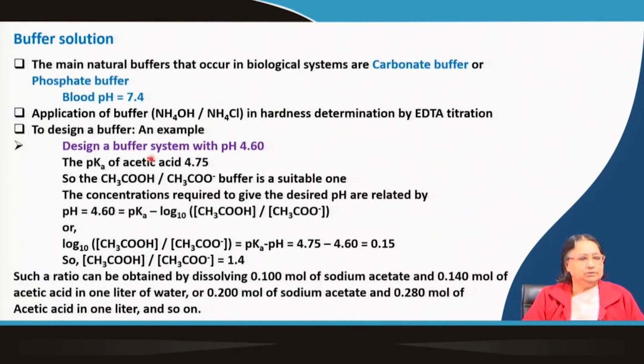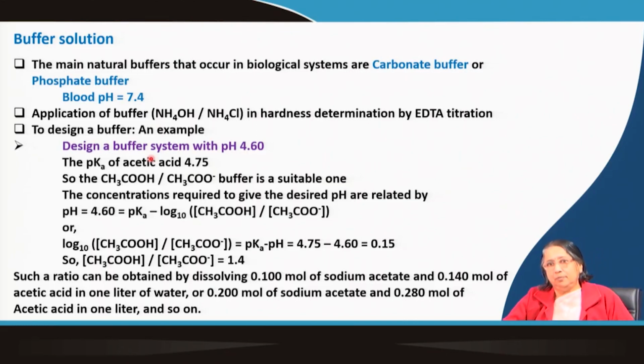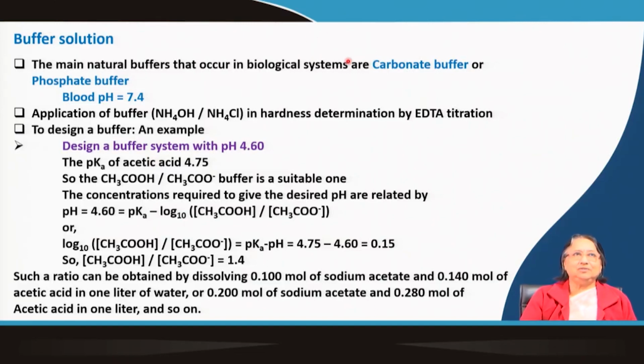Now, buffer solution, the natural buffer in biological systems. In the body there is also some buffer. In our body system, many reactions are happening, enzymatic reactions are happening, and they need controlled pH. Controlled pH is very much necessary, but here we do not have any ammonium chloride, ammonium hydroxide, or acetic acid and sodium acetate. In the biological system it is mostly carbonate buffer or phosphate buffer. We know that blood pH is approximately 7.4.